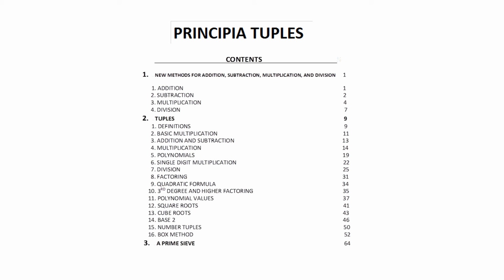And we also show base 2 with tuples, a much simpler method than what is commonly used. So if you do the base 2 with tuples, it's much easier. Then we do number tuples into integers, and the final chapter on tuples is the box method for multiplication. Once you learn the box method, it is very easy to do a 3-digit number times a 3-digit number, a 5-digit number times a 5-digit number, or a 5-digit number times a 6-digit number. Much, much easier. The third chapter is a prime sieve, which shows you how to determine primes in a very simple manner.